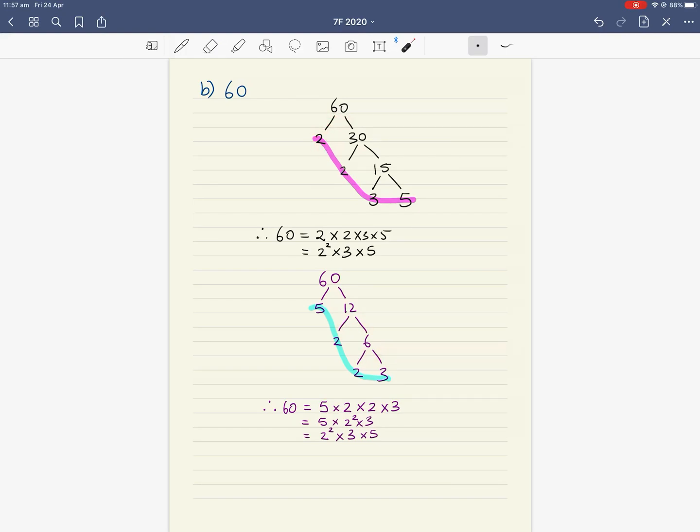As long as when you're splitting, you always ask yourself, is it prime or not? If it's prime, stop. If it's not prime, you can keep splitting until you reach prime factors at the end, and then you multiply them together to become your prime factor form.